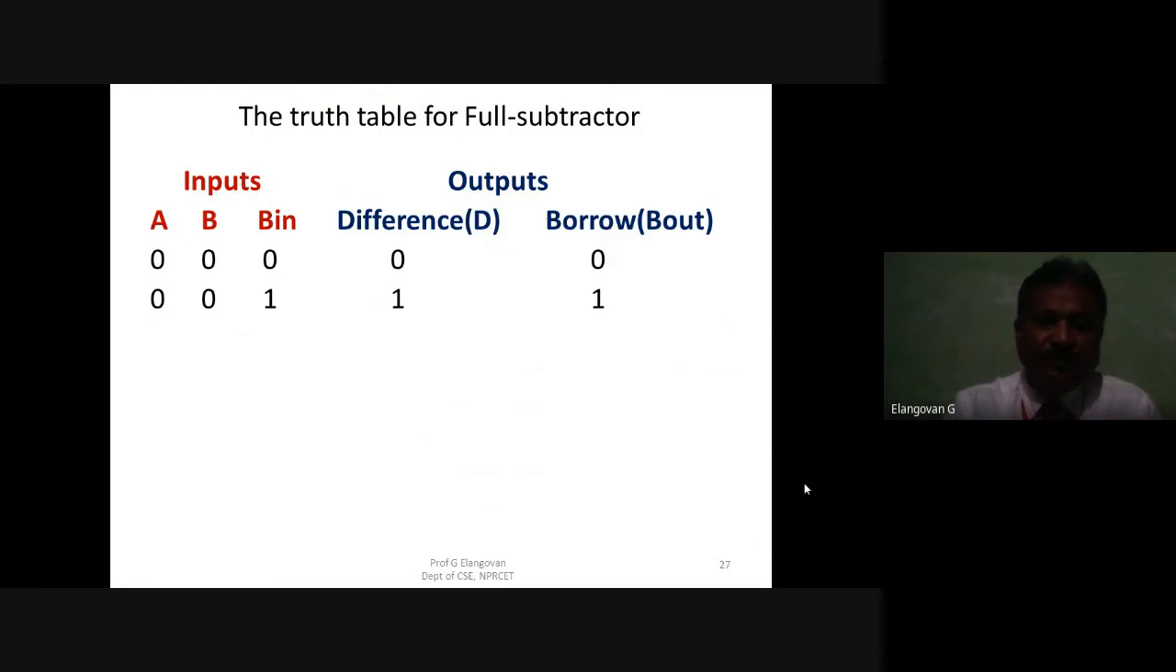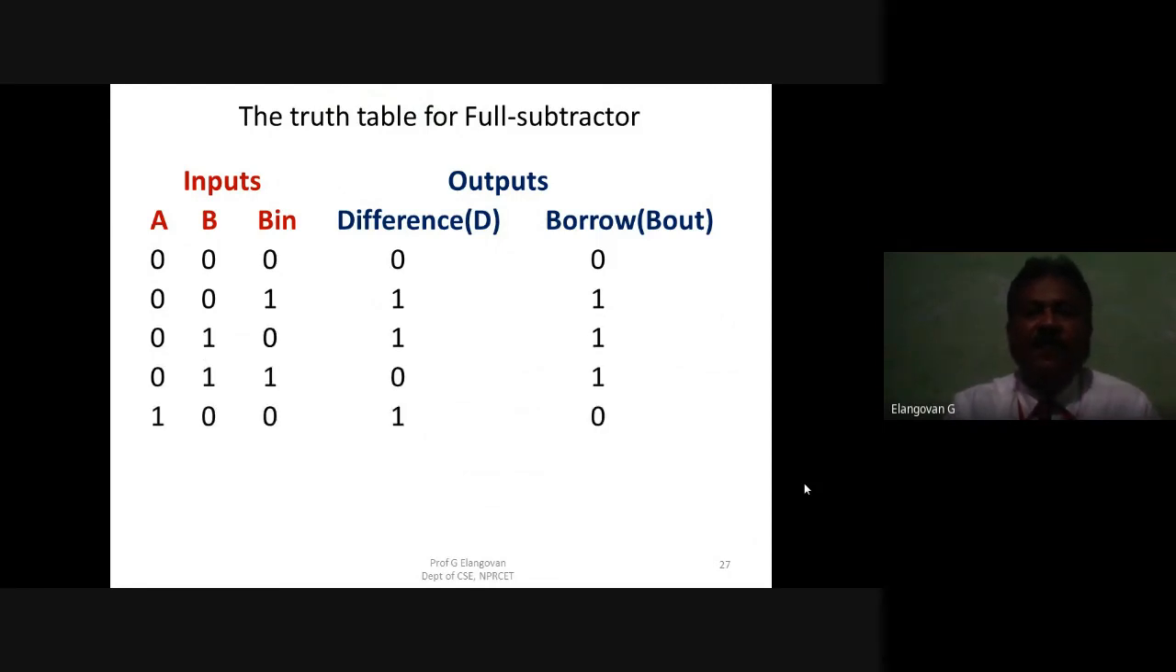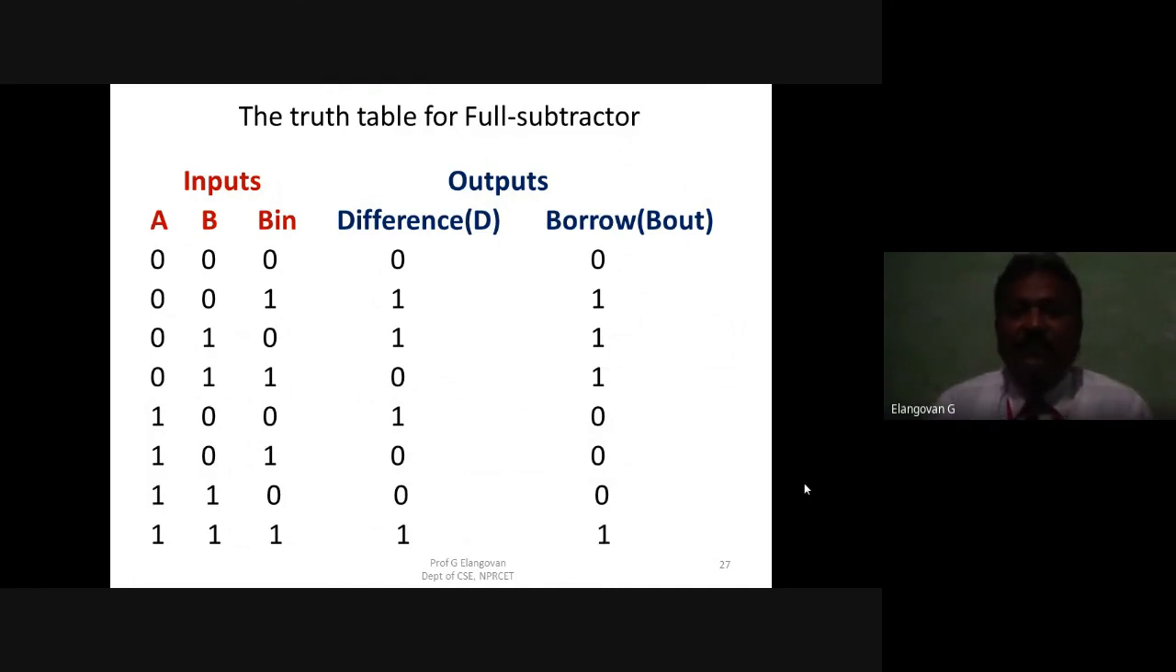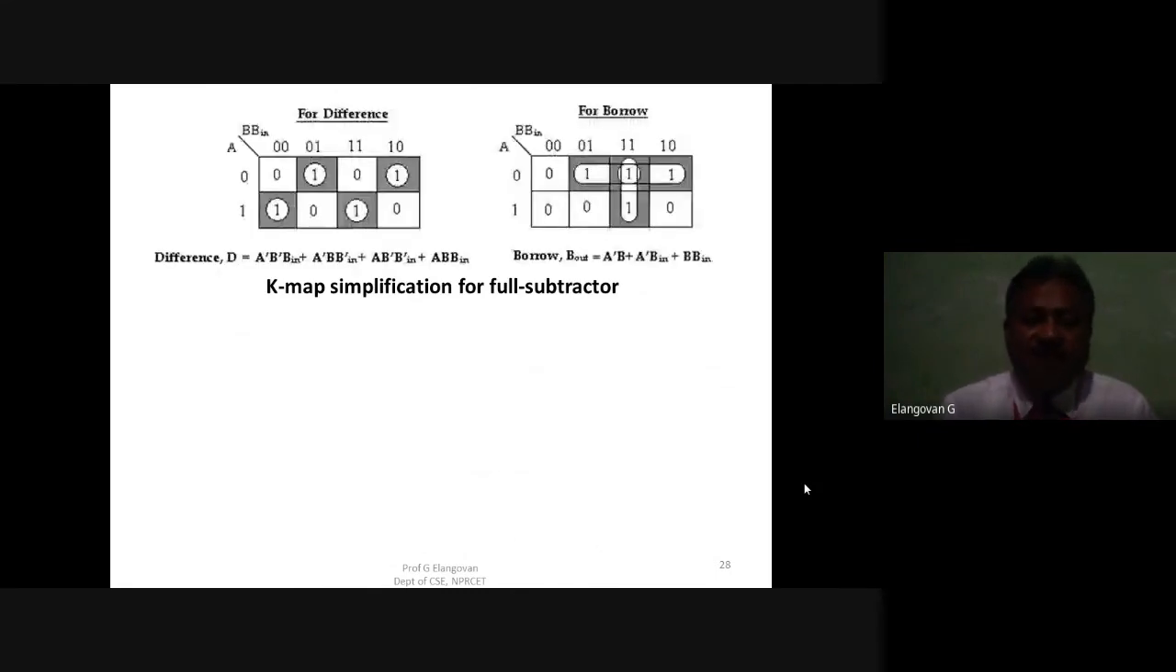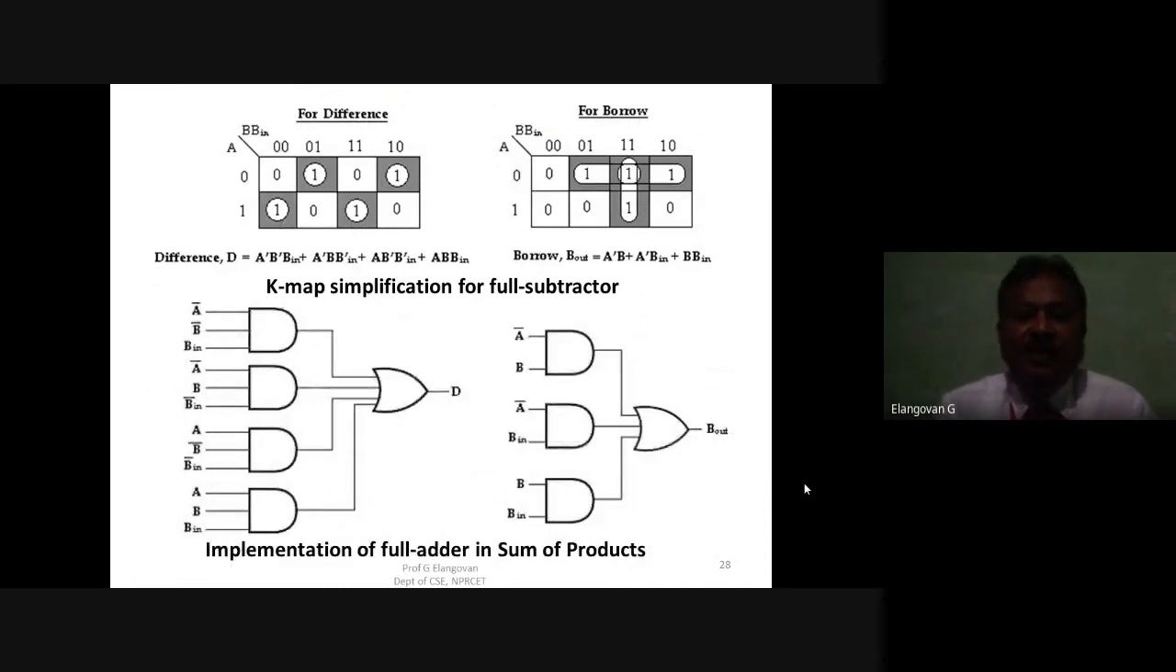This is the truth table for the full subtractor. To design the circuit, again we have to construct the K-map for the difference and borrow outputs separately. From that we will get the Boolean expressions. If you straight away implement the circuit, it comes out like this, and you can see that the difference circuit is similar to the sum circuit, and similarly here also it's a borrow circuit.